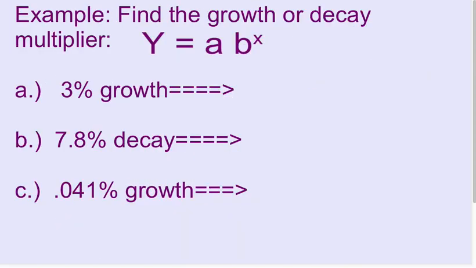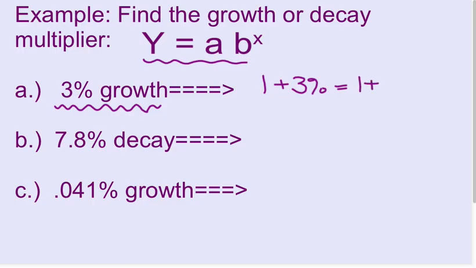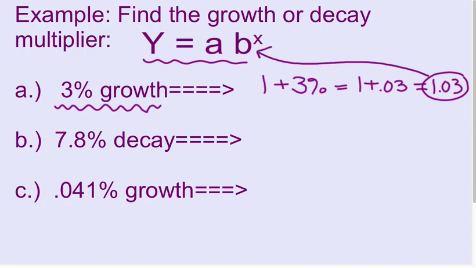All right, so what we want to do is find the growth or decay rate multiplier using this equation. So let's talk about 3% growth. So what we do is take 1 plus 3%. Well, 3% as a decimal is 0.03. So you always move that decimal 2 places to the left. So 1 plus 0.03 is 1.03. This is what we call our growth rate multiplier. That's what's going to go in to B later on.